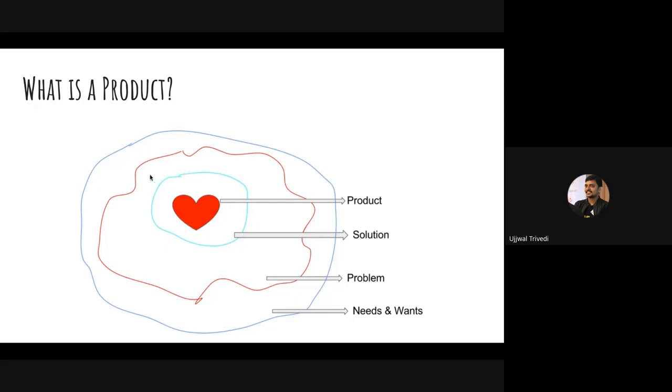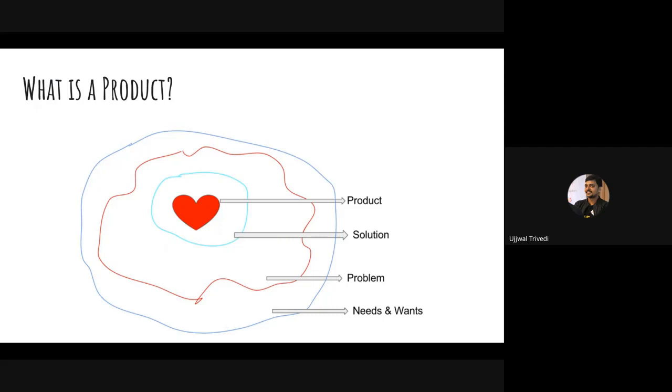So the solution set is smaller than the problem set, and within that solution set also there are a bunch of solutions, right? There are different ways of solving a problem. There are different levels at which the problem is solved. And then your product might be solving it in one small way, or only a small part of the problem will be solved by your product. And that is what your product is, right?